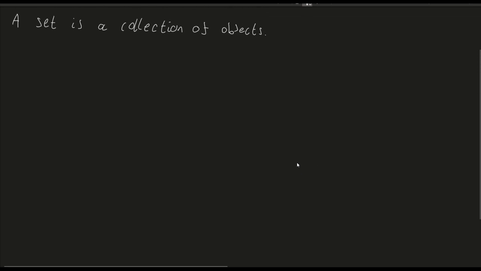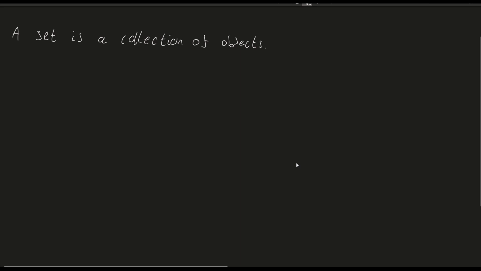Hello there. In this video, we're going to be looking at sets and the notation that we use for sets in maths. So what is a set? Well, a set is simply a collection of objects. Now, this could mean pretty much anything you can imagine. This could be numbers, so 1, 2, 3, etc. This could be the cities in the UK. This could be different breeds of dogs and cats. It can be pretty much anything you like.